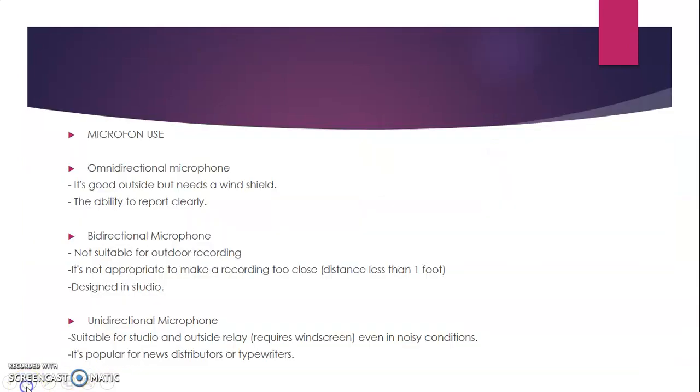The omnidirectional microphone is good for outside, but needs a windshield and the ability to report clearly. The bidirectional microphone is not suitable for outdoor recording. It's not appropriate to record too close, at a distance of less than 1 foot, as it is designed for the studio. The unidirectional microphone is suitable for the studio and outside relay, and requires a windscreen even in noisy conditions. It is popular for news presenters or typewriters. Example.